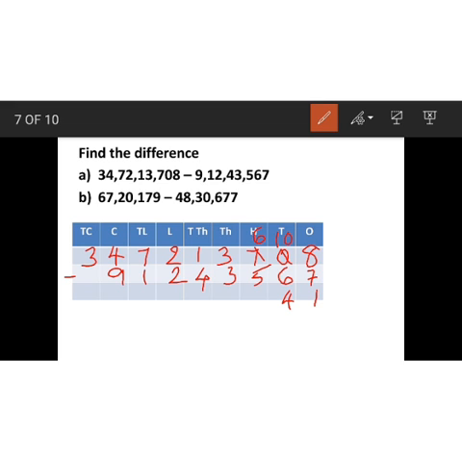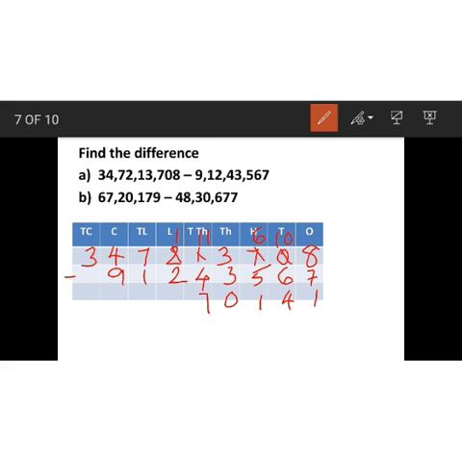Now 6 minus 5, 1. 3 minus 3, 0. 1 minus 4. So here also we have to borrow. So here it will be 1 and here it will be 11. So 11 minus 4, it will be 7.